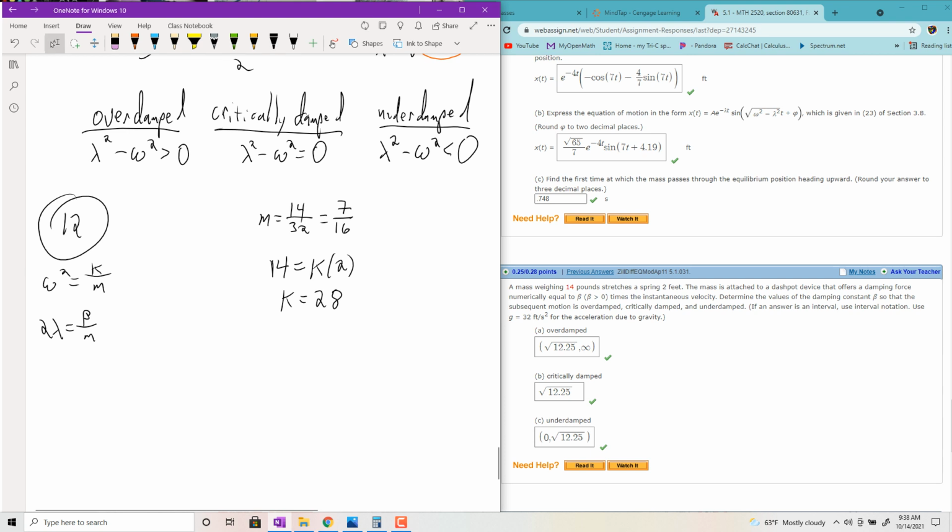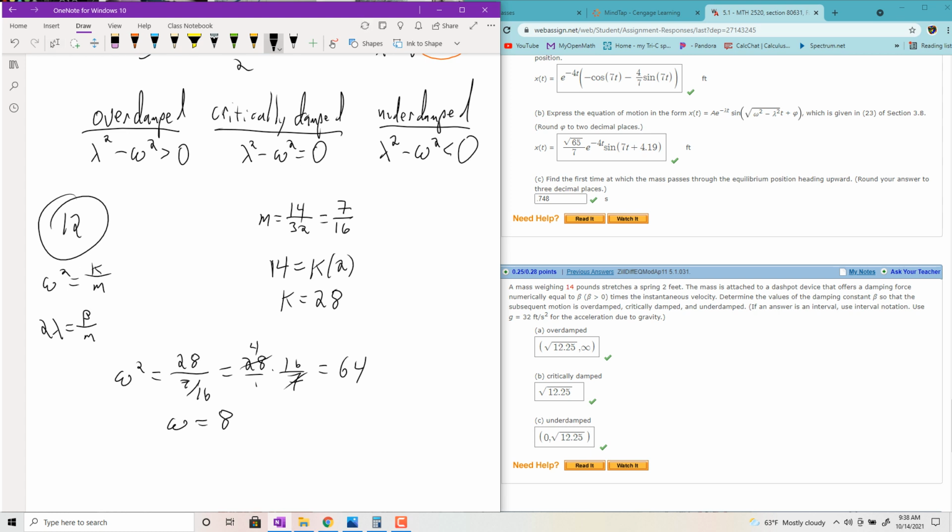So k over m in this case, our omega squared, is going to be 28 all over 7 all over 16. So that's going to be 28 times 16 over 7. 7 goes into 28 4 times. That will be 64. So omega is 8.